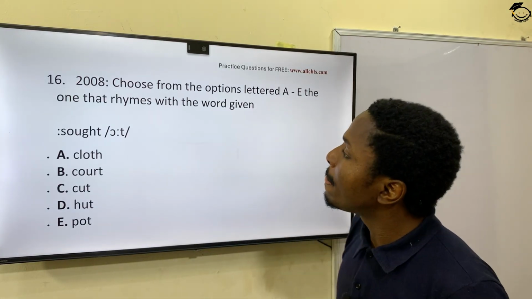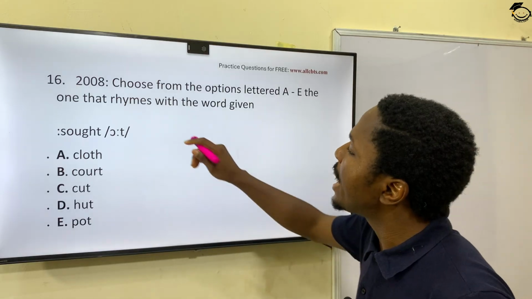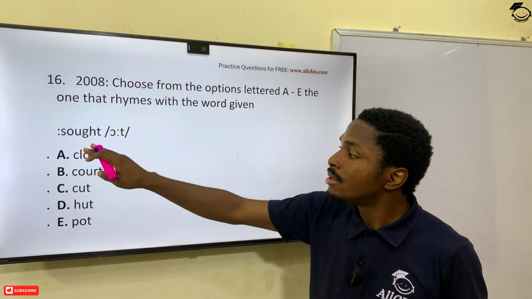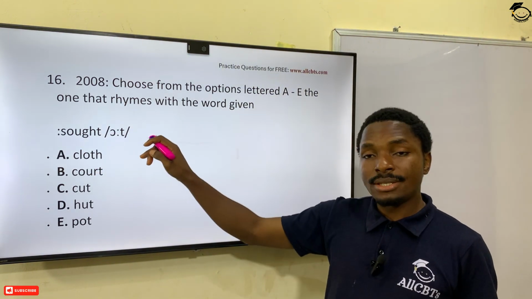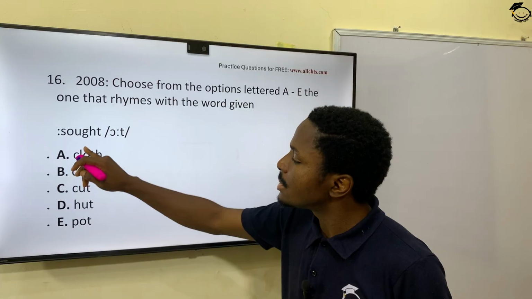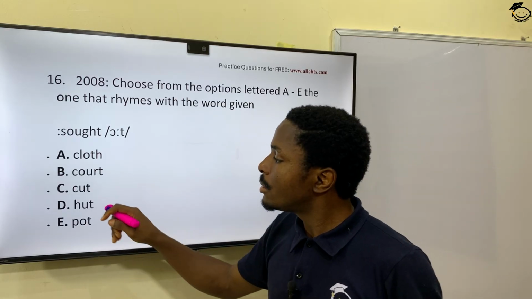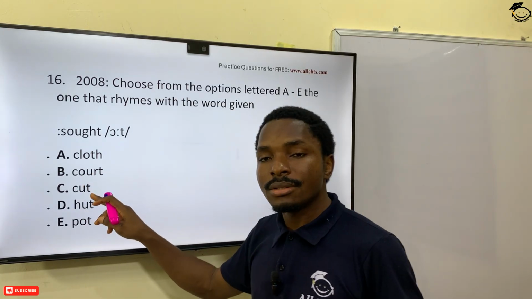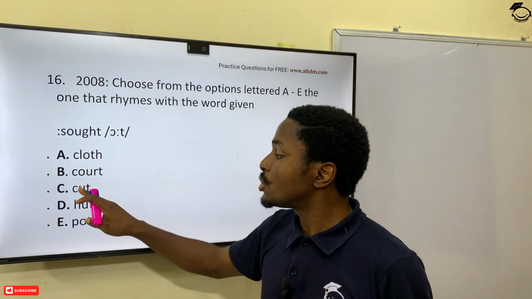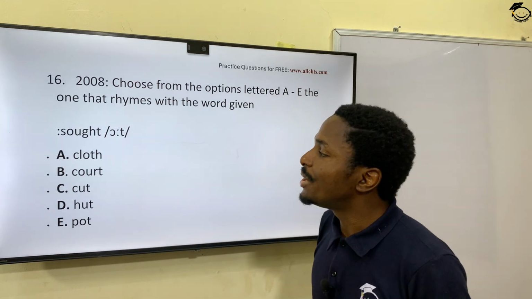Alright, question 16 from 2008. Choose from the options letter A to E the one that rhymes with the word given. What's the word given? Sort. It's like ought. That's an ought sound. So which of these has a sound that rhymes with ought? You have cloth, cut, then you have ought. Then you have pot. This is short, long. So cut is the correct option there.